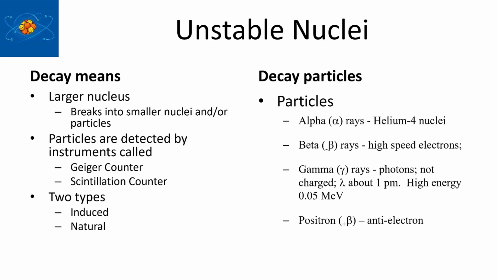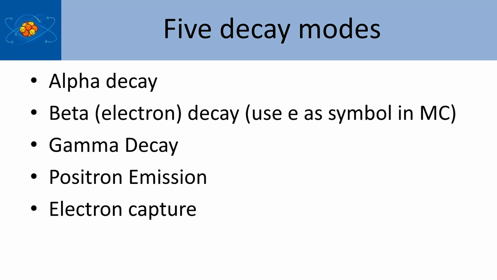Okay, so the five decay modes, for the most part, are named after the particles. There's alpha decay, beta decay, gamma decay, positron emission, and then the last one is electron capture. And electron capture is when an electron actually falls in, quote unquote, it's not really falling, but goes into the nucleus to convert a proton into a neutron.